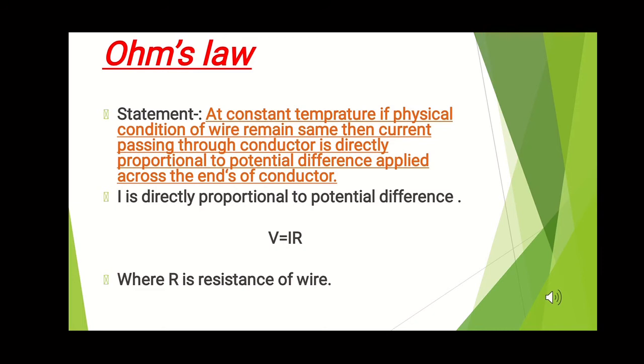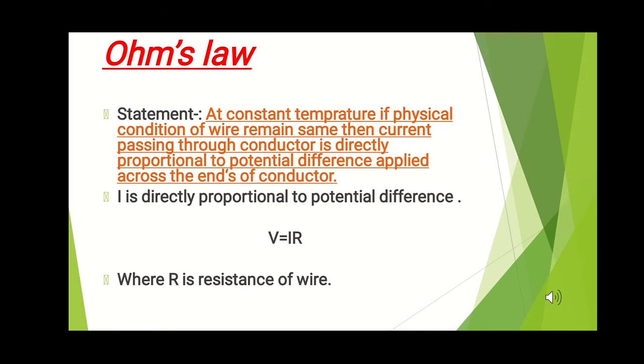It is called the resistance of the conductor. For this formula, the value of R is constant. I am repeating, the value of R is constant, because if we double the potential difference across the ends of the conductor, then only the current will double. Remember this thing: the current will double, and there is no change in the resistance.